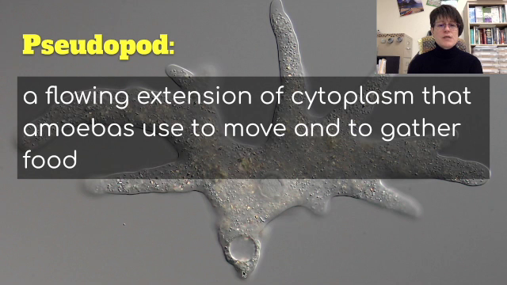They also use them to surround food. So this pseudopod here could grow around a food particle and trap it in there and join with this pseudopod over here, forming a vacuole, and then the food will be digested in that vacuole. So that's how an amoeba eats.